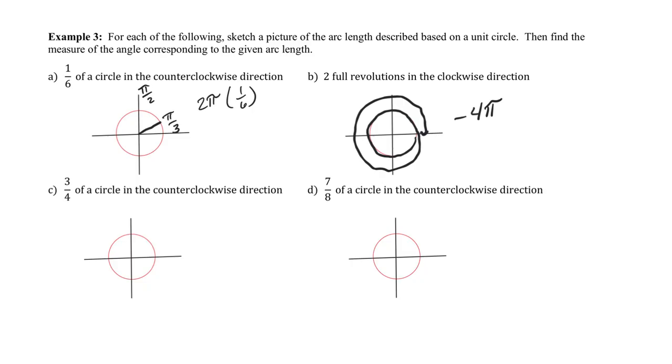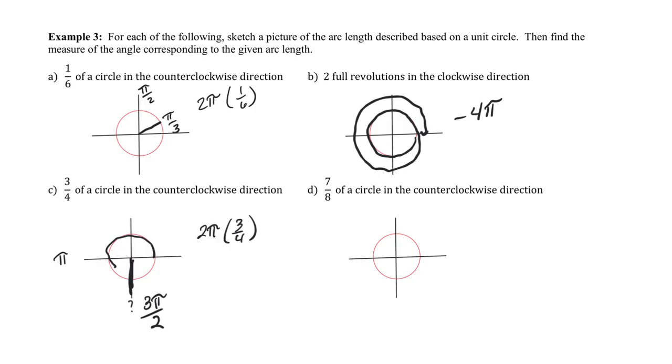C wants me to go 3/4 of the way around the circle. Well, here at pi, how far around the circle did I go? Well, I went halfway around the circle, right? So I didn't quite get there. 3/4 is going to be right here, right? So I'm talking about this line right there. So I'm going to do 2 pi times 3/4, and I get 3 pi over 2.